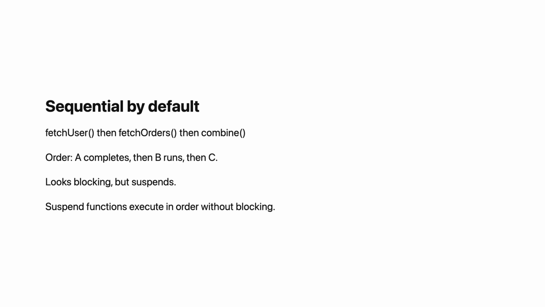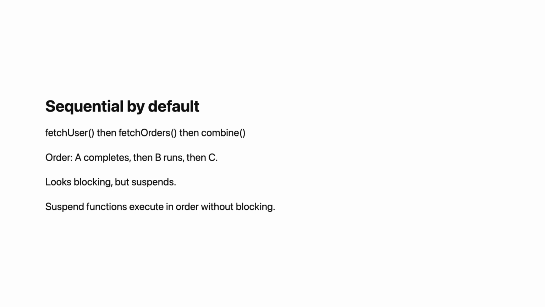Suspend functions compose sequentially by default. Suspend fun loadProfile first calls fetchUser, then calls fetchOrders, then combines results. Each call happens in order. fetchUser completes, then fetchOrders runs, then the combination. This looks like blocking code. First do A, then do B, then do C.